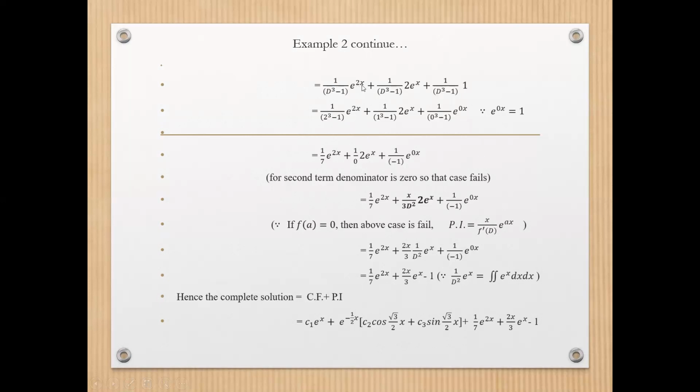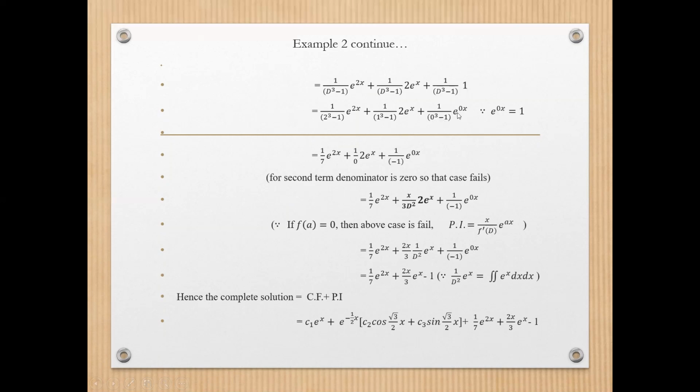Don't look at the second and third term yet; concentrate on the first term. See here, what is a? A is 2 here. Put 2 cube minus 1. In the second term, a is 1. Put 1 cube minus 1. In the third term, in place of 1 we can write e raised to 0x, because e raised to 0x is 1. So a is 0. Put 0 in place of D and you get 0 cube minus 1.